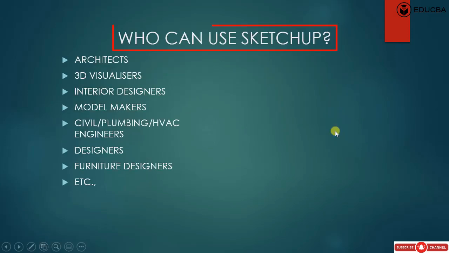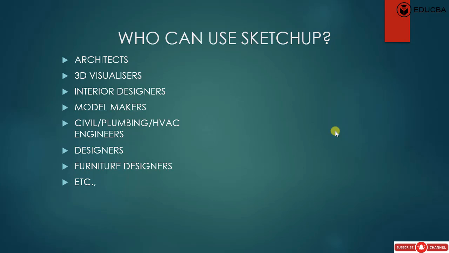Now, who can use SketchUp? SketchUp can be used by architects for converting their plans and drawings into 3D. Converting a plan into 3D will give you a basic understanding of how your design is going to look, right? So this is going to help you understand how the basic planning is, how it is going to look, how the design is going to turn out to be. And yes, it is definitely going to change your thinking on your design.